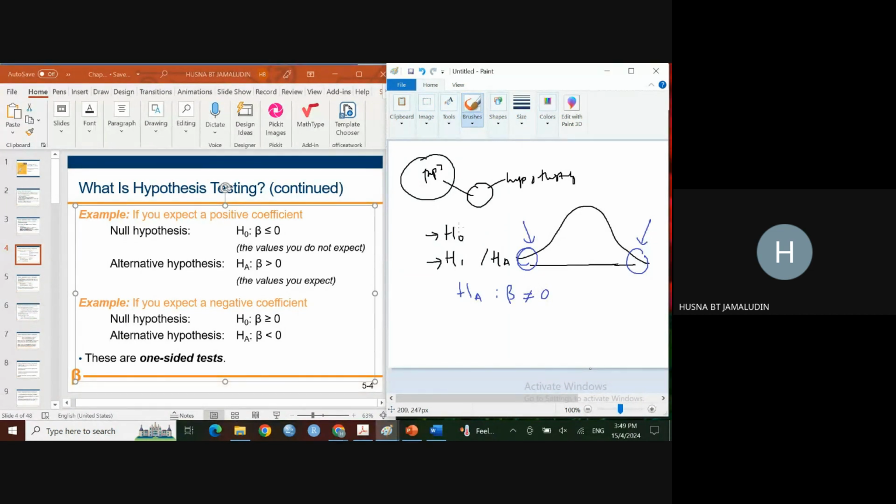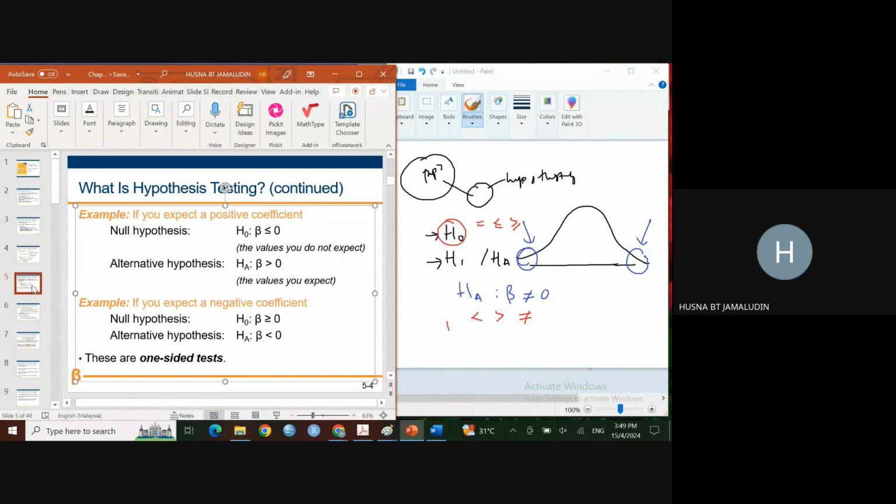Remember, H null, this is the rule of thumb which you should remember. For the H null, it should contain an equal sign. It could be equal, it could be smaller or equal, it could be bigger or equal. But for H1 or HA, you cannot have an equal sign. It can be smaller, bigger, or not equal. Okay, so you have to remember the rule of thumb.